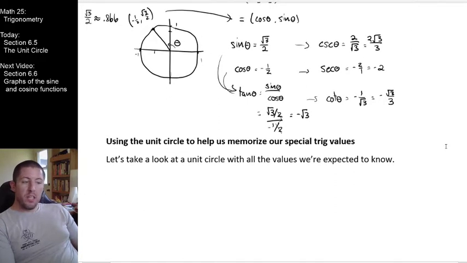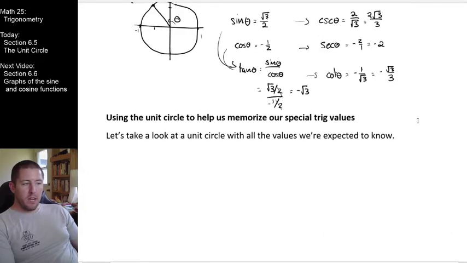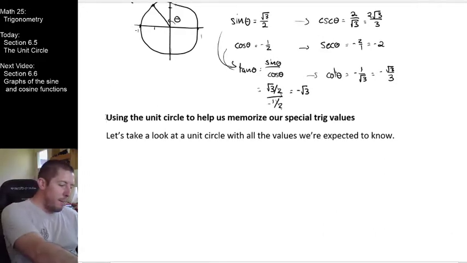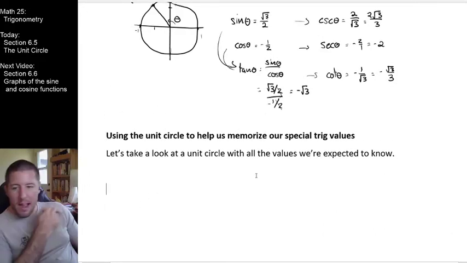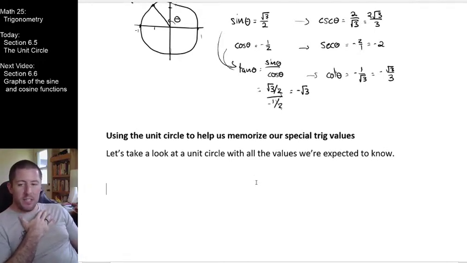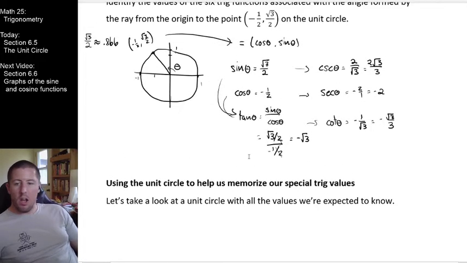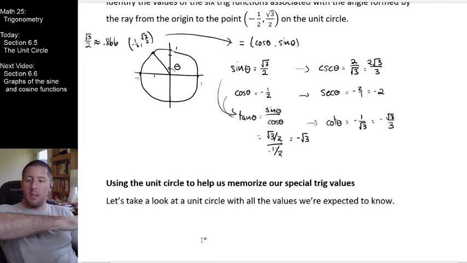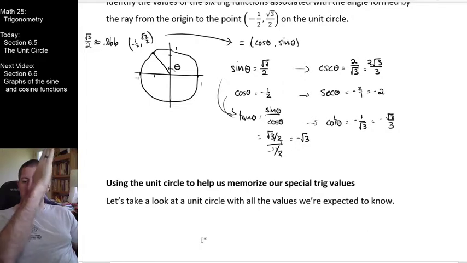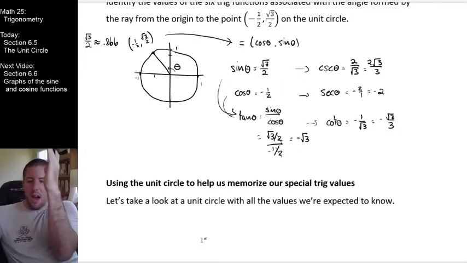So, using the unit circle to help us memorize our special trig values. This is a big thing. I am 100% certain that every single person that goes to take Calculus 1 after this class, which this is a prerequisite for, every single calculus professor is going to expect that you know off the top of your head the exact values of all sorts of sine and cosine values for all of our special angles. 0, 30, 45, 60, 90, and then the other versions of those, right?